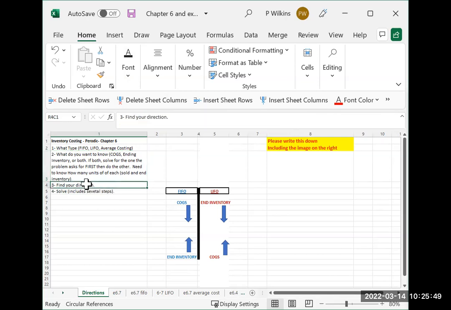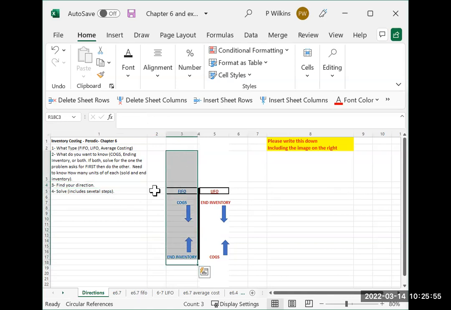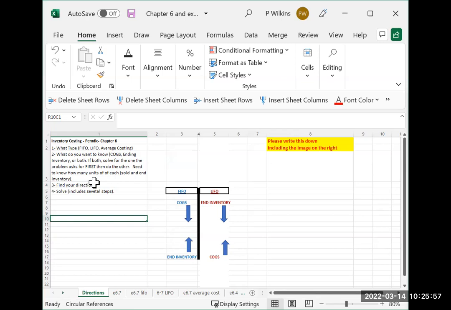All right, the next one is to find your direction. And you're like, what? Find my direction? Okay, that's where the chart comes into play. FIFO is our type, so we're over here on the FIFO. What do we want to know? We want to know ending inventory. What's our direction? We're going to count from the bottom up until we get to the number of units in ending inventory.